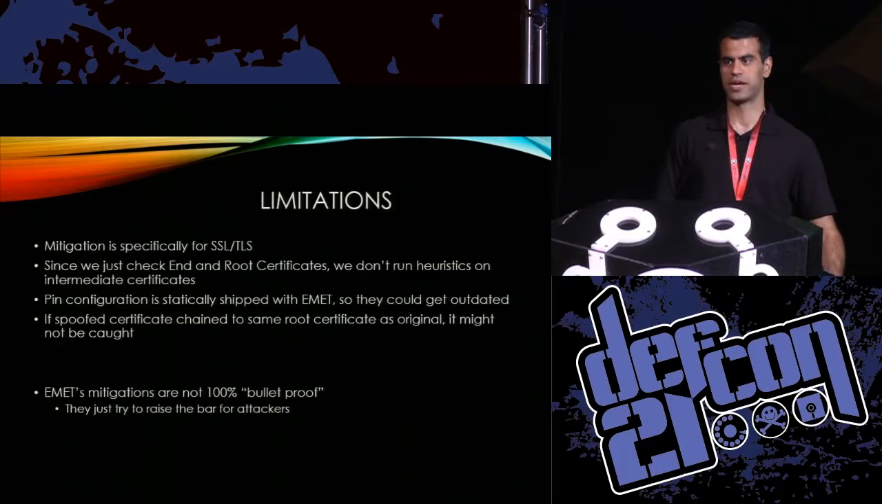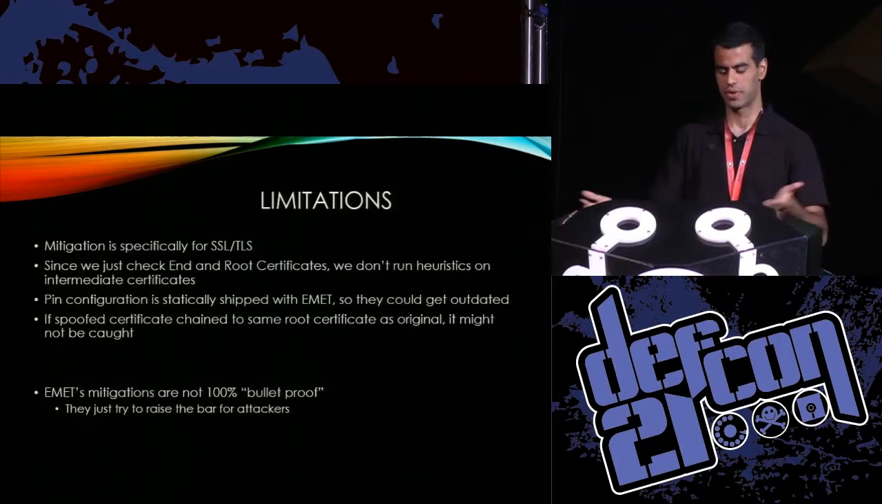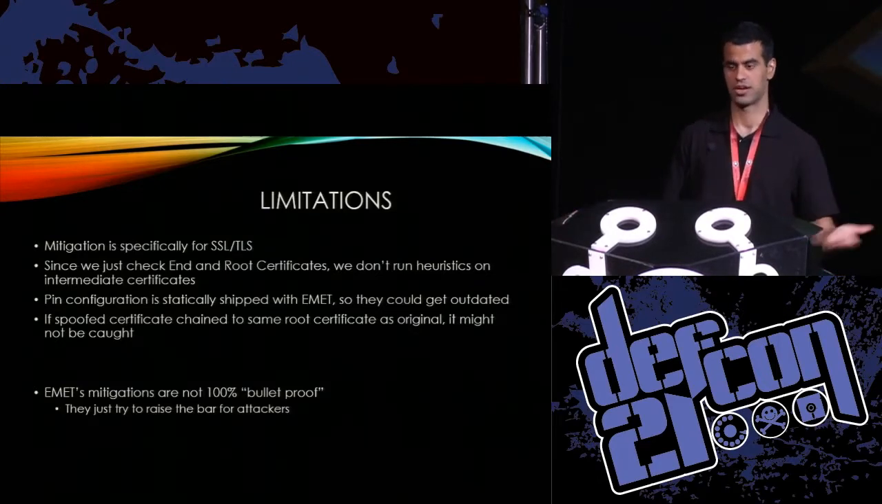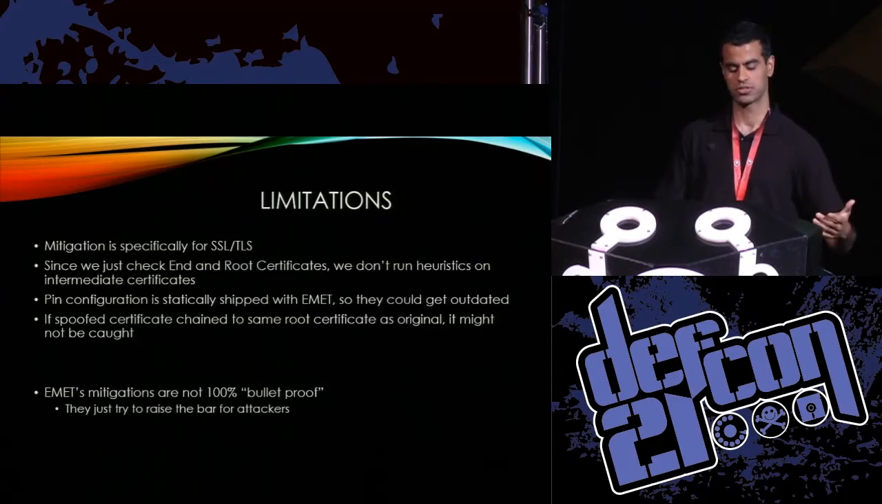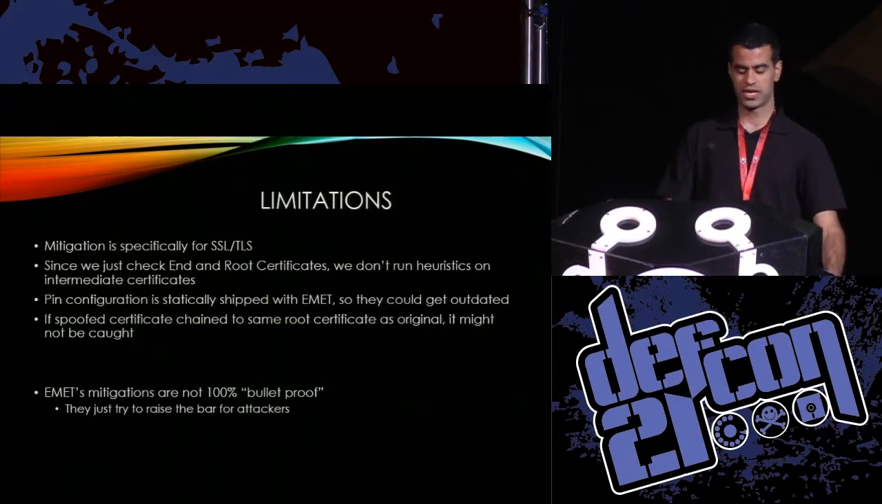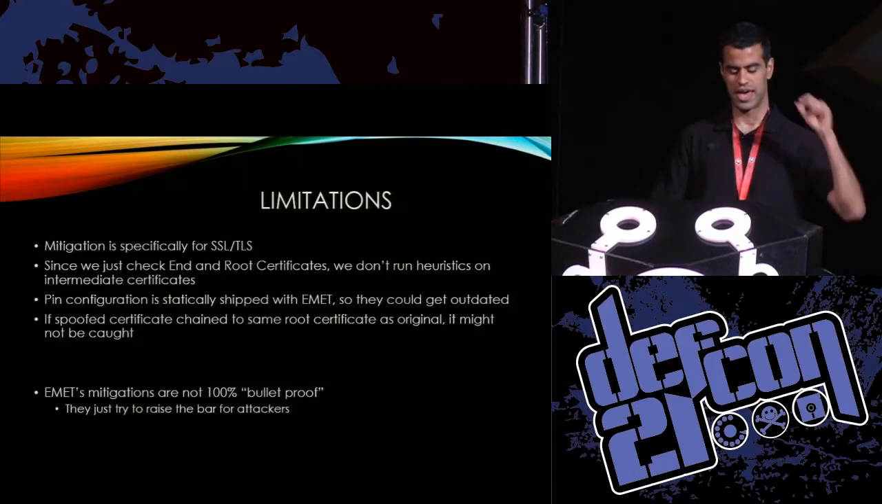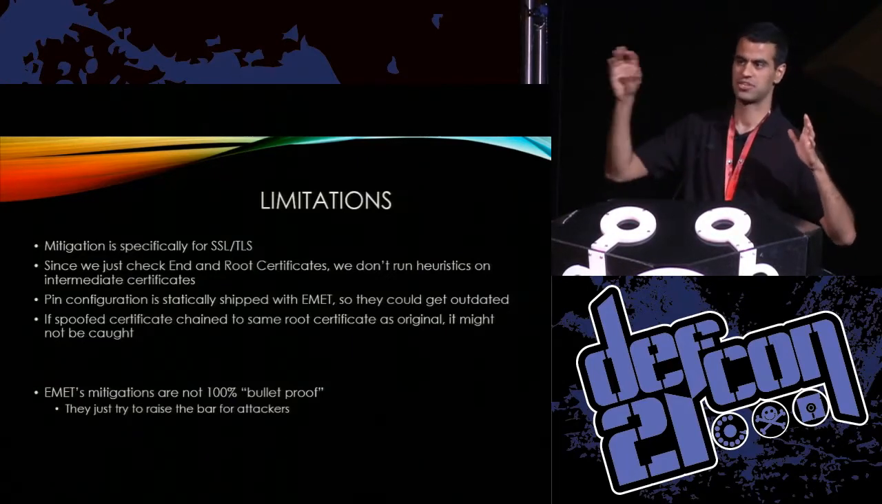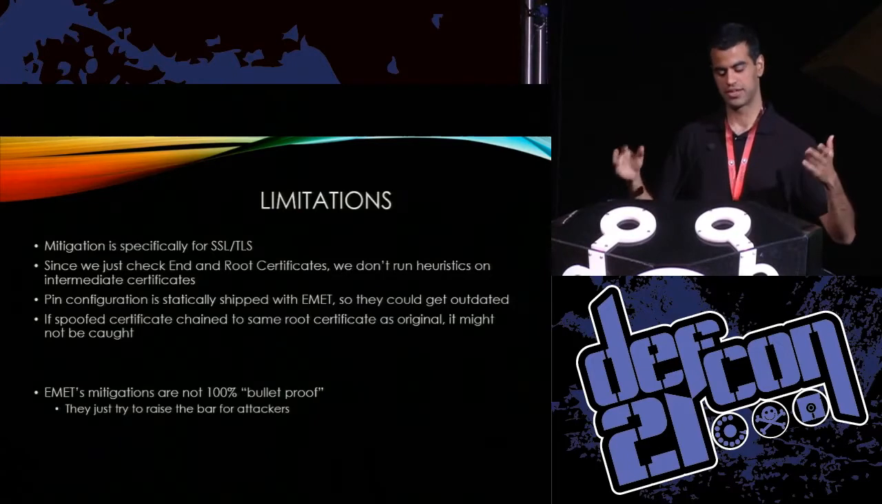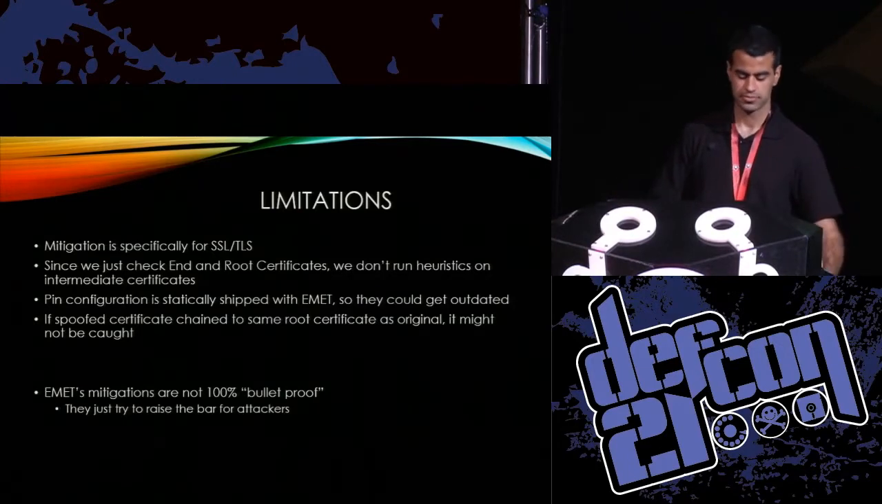So I believe it's best to be upfront and straight up about what the limitations are and not try to hide it. Some limitations are that we mitigate specifically for SSL and TLS, not other crypto protocols. We're just checking the end and the root certificates, like I mentioned earlier. We're not checking the intermediate certificates, so that's a possible limitation.